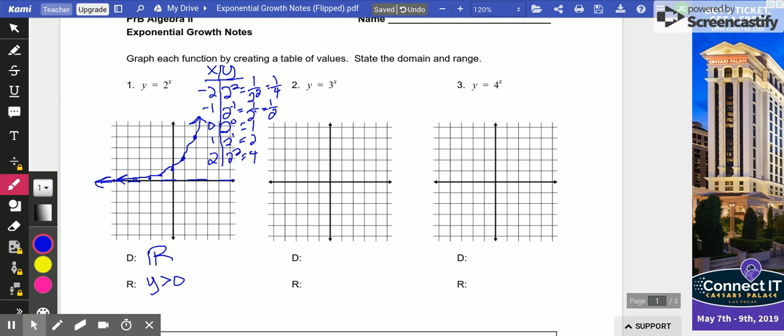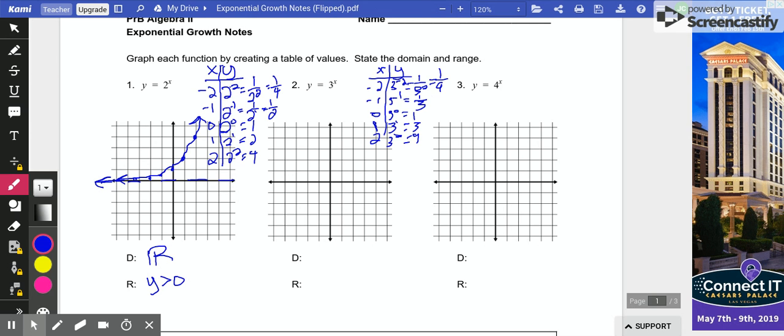All right, let's try the next one. We're going to plug in to our xy table. We're going to do the same values, -2, -1, 0, 1, 2. So this time we have 3 to the -2. Again, to get rid of the negative exponent, that's 1 over 3 squared, which is 1/9. 3 to the -1 is going to be 1 over 3 to the first, which is 1/3. 3 to the 0 is 1. 3 to the first is 3. And 3 squared is 9.